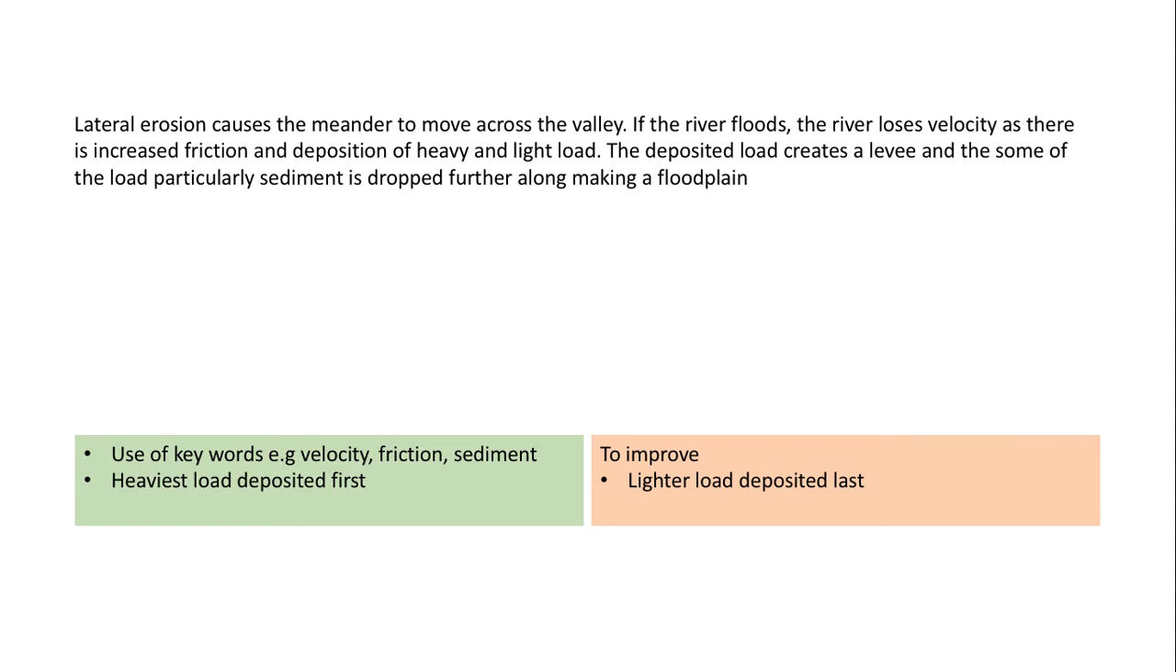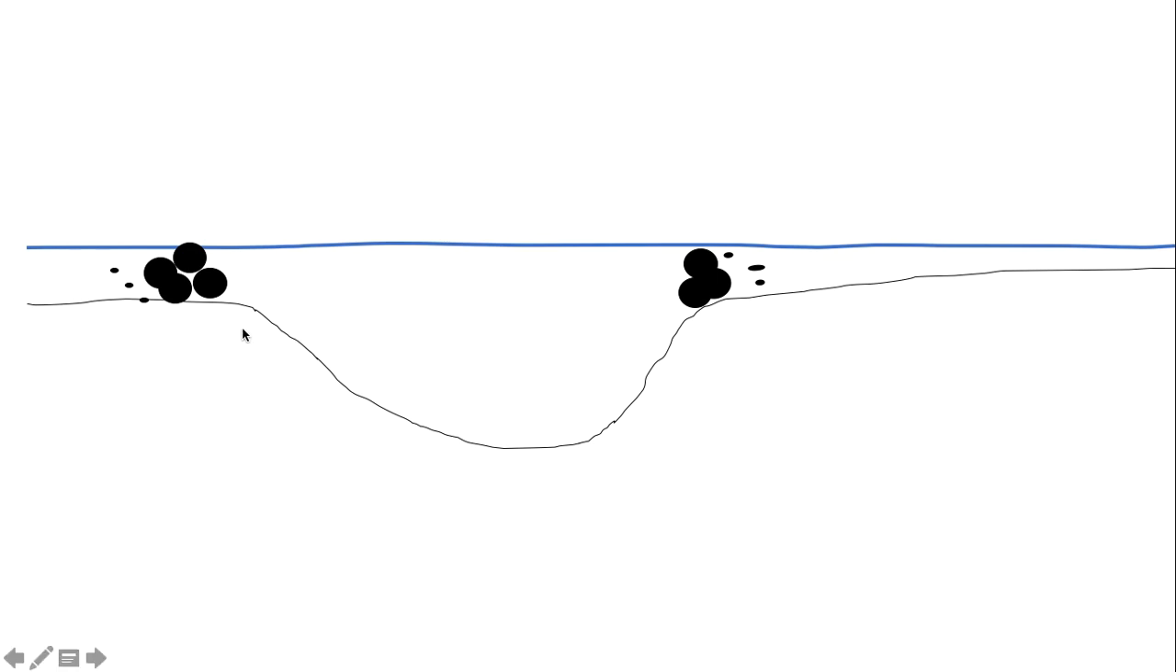Take a minute to read through this answer. It's explaining the formation of a floodplain. Okay, so what I really like about this is that they've included that as the river floods, the river loses velocity as there is increased friction with the floodplain. So when the river floods, before it was flowing down the river channel. Now it's flowing over a much shallower area, so it loses energy, it loses its velocity, and that is what causes the deposition to happen.